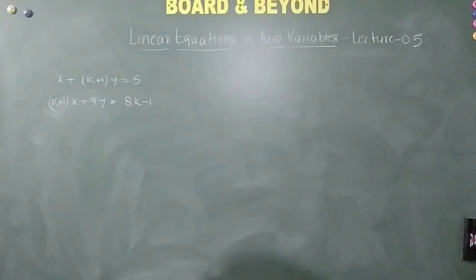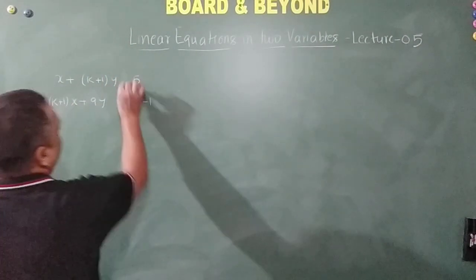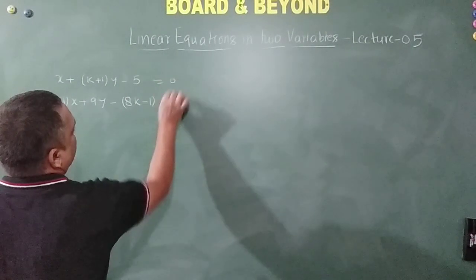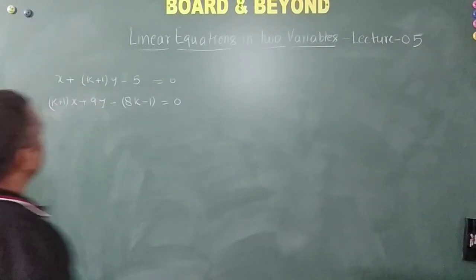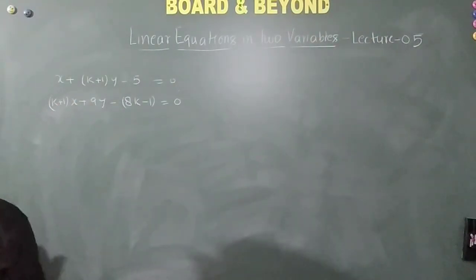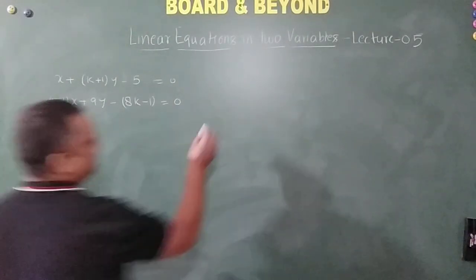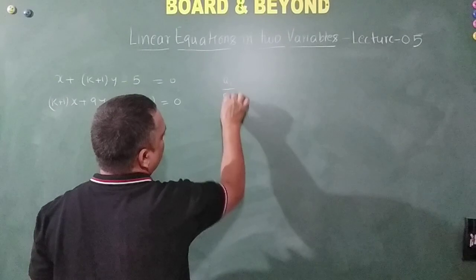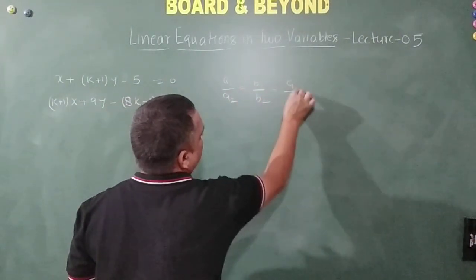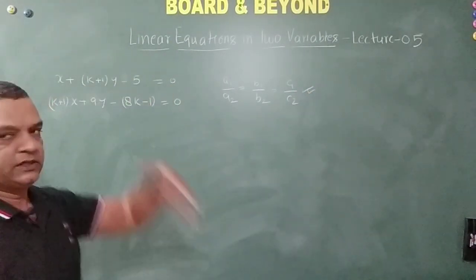Right, friends? So basically we can put minus and minus is equal to 0 is equal to 0. So this becomes the standard form of the linear equation. Now we have to find the value for infinite solutions. So infinite solution is happening in which situation? A1 by A2 is equal to B1 by B2 is equal to C1 by C2. So if this condition is met, this will have infinitely many solutions, right?